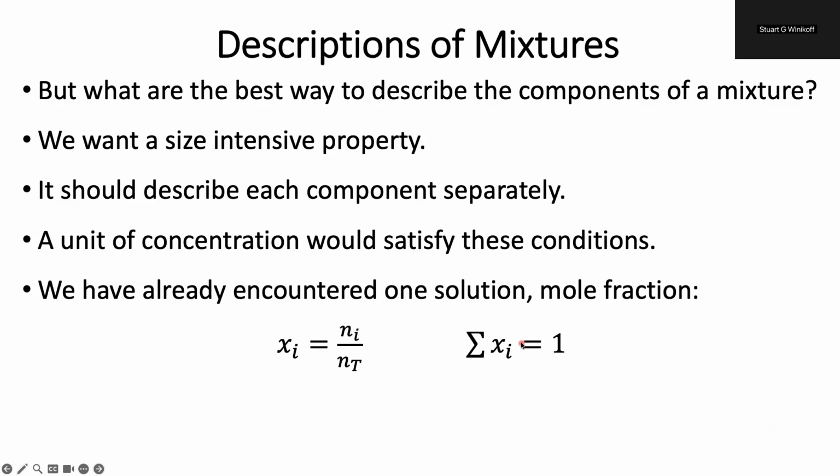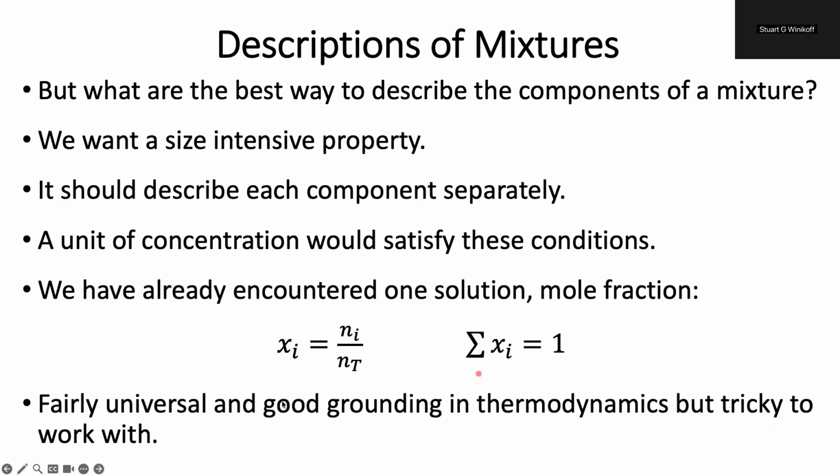If I have a three-component system, then I'm going to need two mole fractions to perfectly define the system, but I also need an extra variance. So this works very well. It's nice and universal, and it has a very good grounding in thermodynamics, as we're going to see. The problem is it's very tricky to work with, because we often measure things like volumes or masses. We don't tend to measure the moles of things.